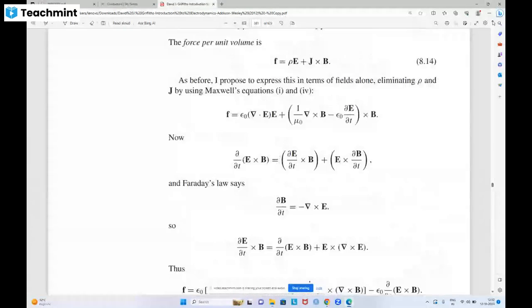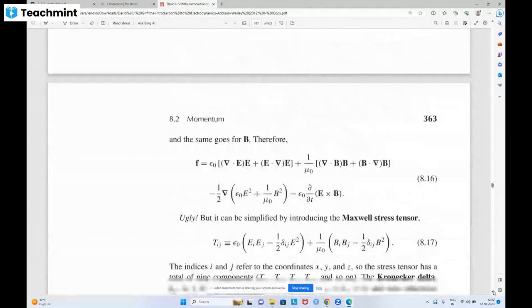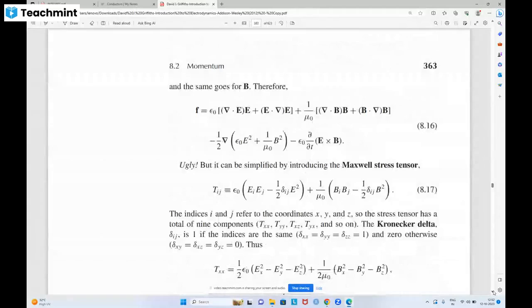So this equation F can be expressed as: F is equal to epsilon 0 into [divergence of E into E plus E dot del E] plus 1 upon mu 0 into [divergence of B into B plus B dot del B] minus half of del of [epsilon 0 E square plus 1 upon mu 0 B square] minus epsilon 0 mu 0 del over del t of E cross B.